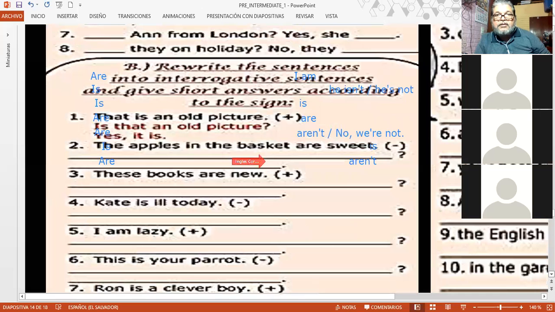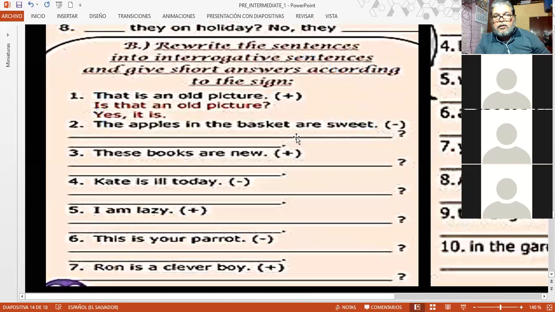I need to erase this. Okay. In this one, the instruction is: rewrite the sentences into interrogative sentences and give short answers according to the sign. The sign is only for the answers, to respond positively or negatively.